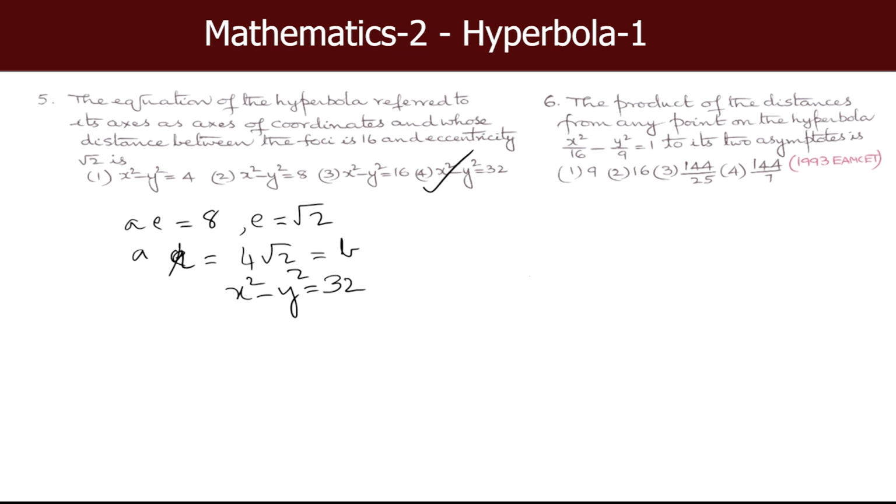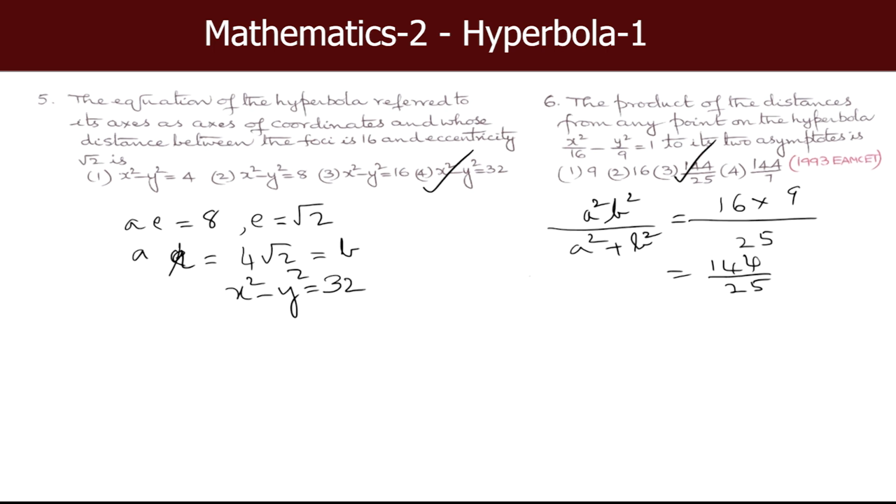6. The product of the distances from any point on the hyperbola to its asymptotes is, just now we discussed the formula. It is a square b square by a square plus b square. These should be done in just 5 to 10 seconds. 93 MCET question paper. A square is 16, b square is 9, a square plus b square is 25. So, 144 by 25. There is no need to write anything on paper. You can straight away read it through by going through the statement of the question.